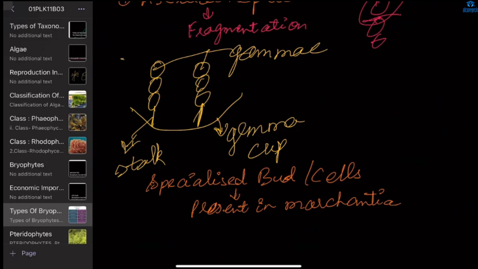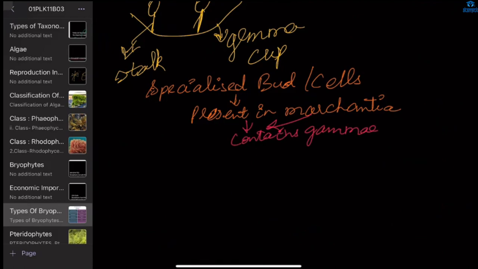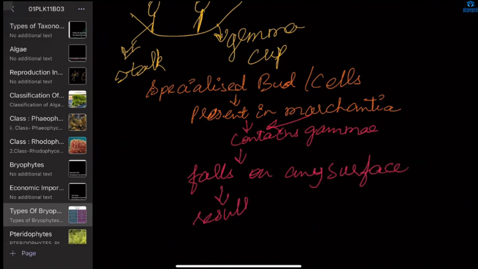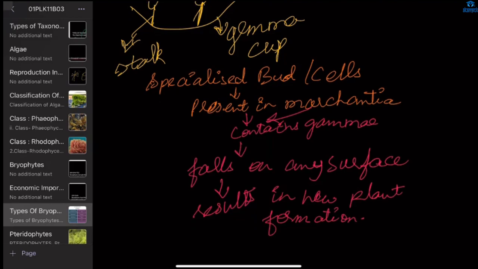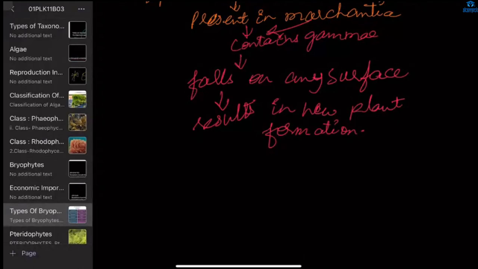And in Marchantia, what is found? Gemma cups are found. Marchantia contains gemma cups, or we can say gemma. Only this gemma will fall on any surface, and then it will result in the formation of a new plant. This is the asexual method. Now we will see the sexual method of their reproduction.